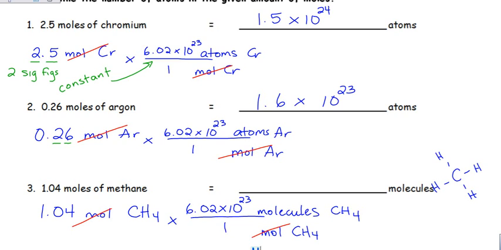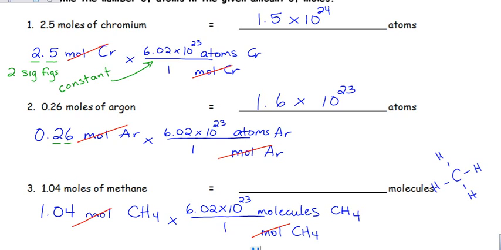The particle could be an individual atom, like chromium and argon. They're elements, so their particles are atoms. Methane is a compound, so the individual particles are called molecules. You could have 1.04 moles of anything, and you'd multiply by 6.02 times 10 to the 23rd to figure out how many individual particles you have. You could have a mole of chickens, you could have a mole of turkeys. That's a lot of chickens and turkeys. But you do the exact same kind of calculation.